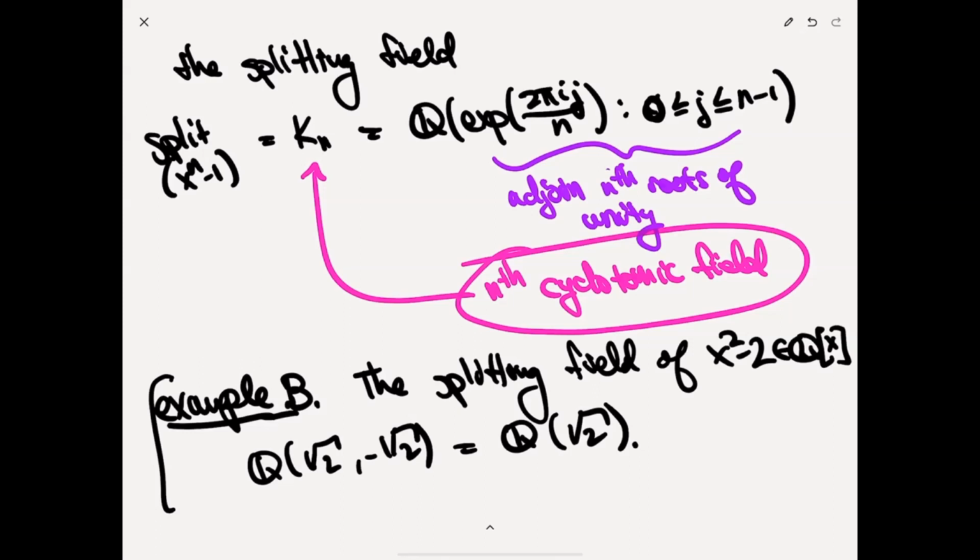Okay, so here's another example, example C. Let's see, how general do I want to do this? Okay, let's just do 2 or 3. Let's do 2. Okay, so let's look at the splitting field.